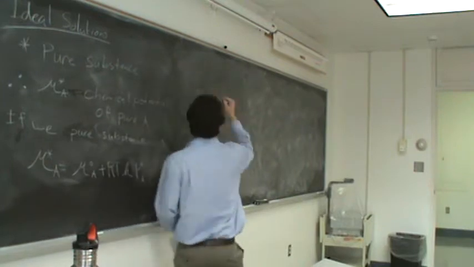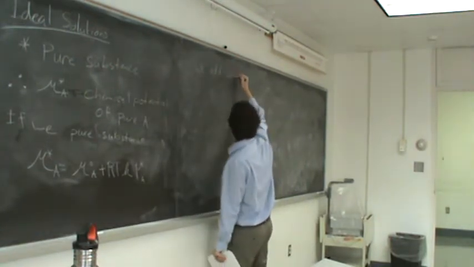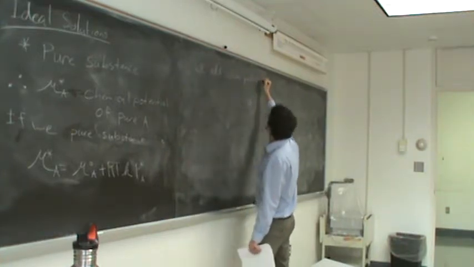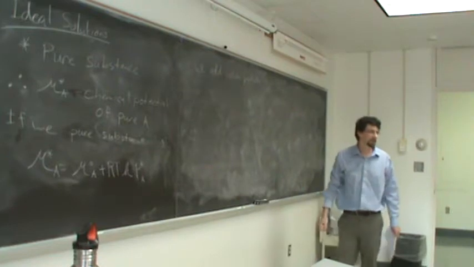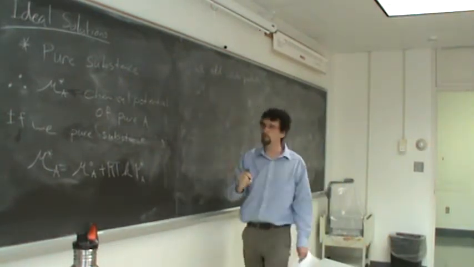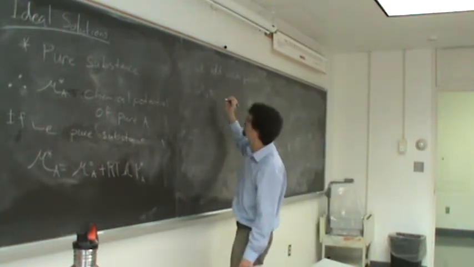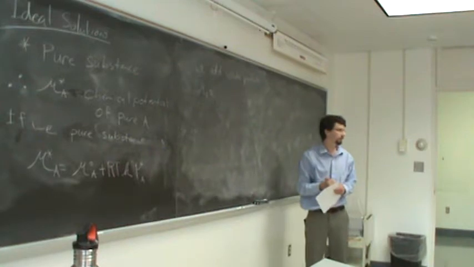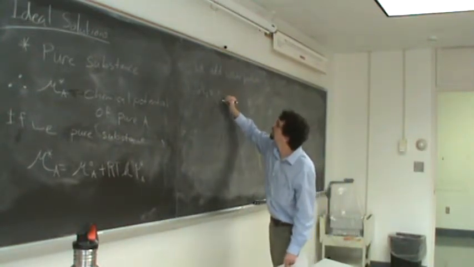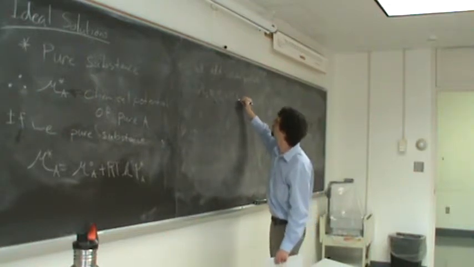What about if we had solute particles? What's going to change in that case? Well, mu is no longer mu star, right? It's just mu sub A. What else are we going to get? Yep, mu naught A plus RT ln of what?